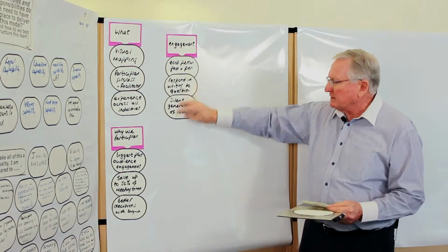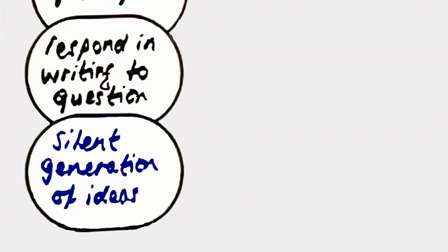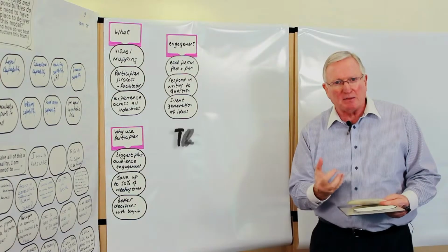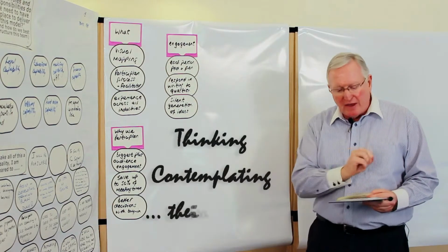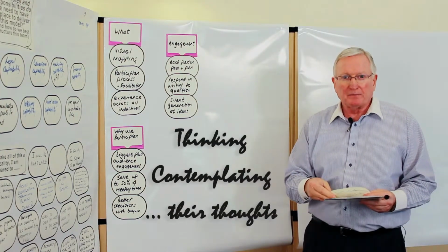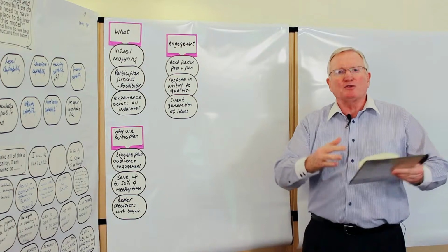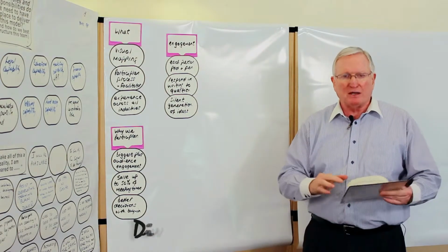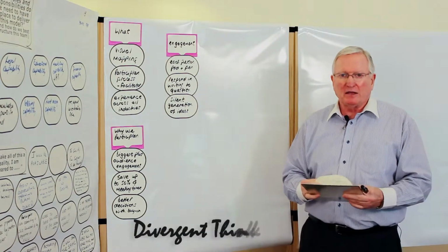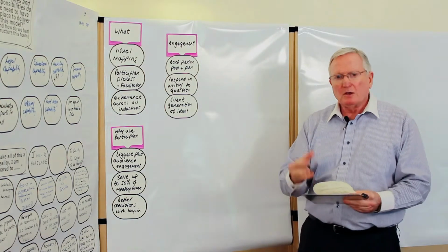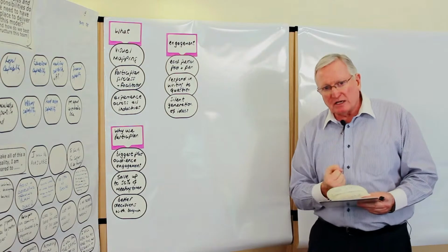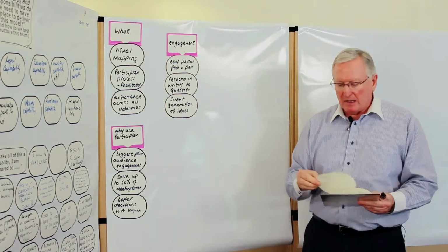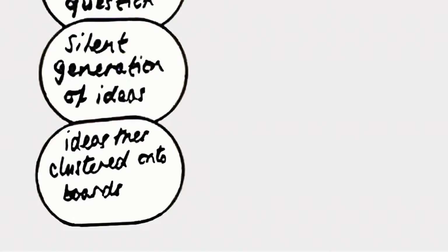What we call that is silent generation of ideas, because each person is now thinking about the issue, contemplating it, coming up with their thoughts, and then writing those thoughts down. And that's the critical thing that gives you that large range of input. It gives you the divergent thinking that you're looking for out of a group. Once that divergent thinking has taken place, the cards are given to me as the facilitator, and together with the group we cluster those ideas onto the boards.